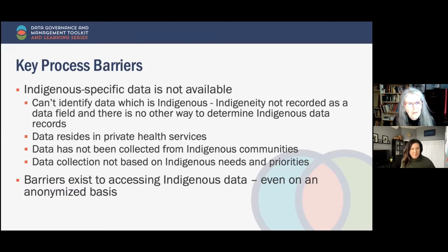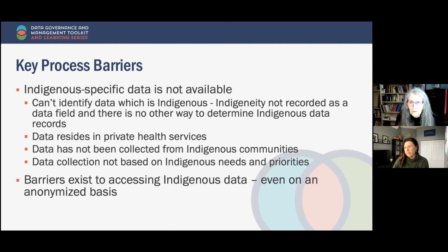Yeah, it is. And I'm looking over it. I think that probably I've chatted about most of the process barriers, but it all comes down to understanding their data governance protocols. But aside from that, there are situations where there really isn't any Indigenous specific data available. It's just not being recorded as a data field. There's no easy way, even with a data linkage process, to pull out Indigenous data records, and that does exist.